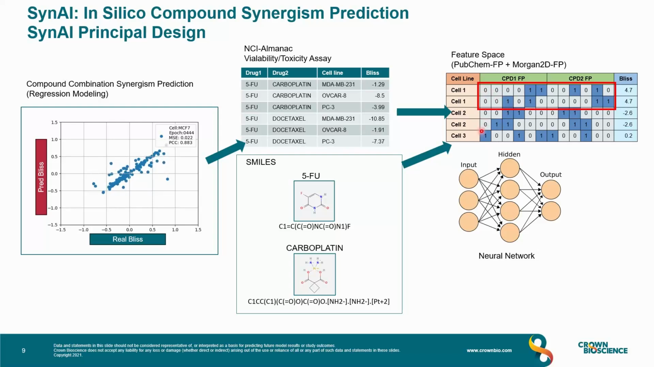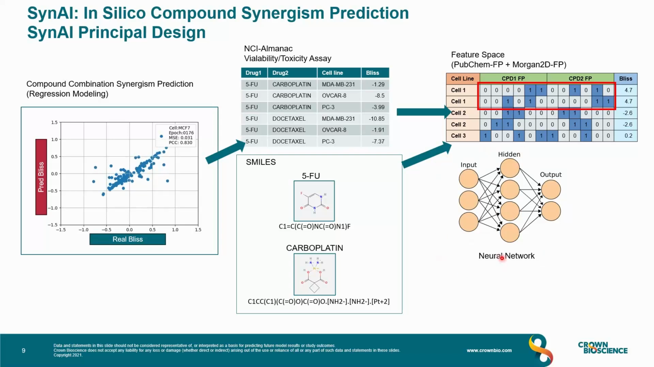And for the neural network training, the molecular fingerprint will be used as the input dimensions. Of course, with the input, we need an output dimension, which in this case is the Bliss scores. So the training of the neural network is essentially trying to numerically build up a correlation between the inputted molecular fingerprints and the Bliss scores.